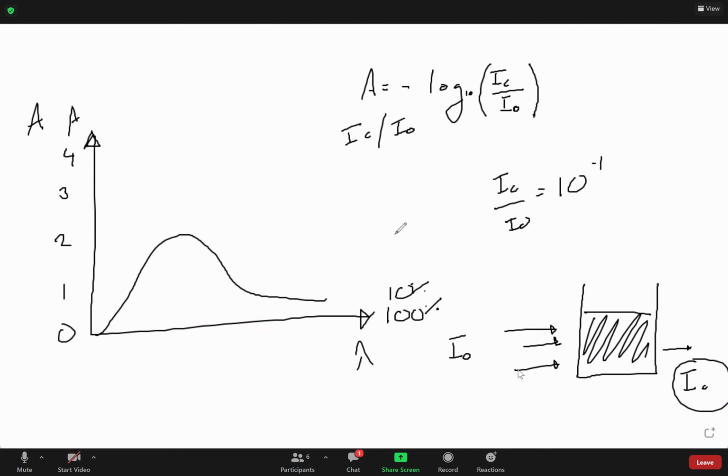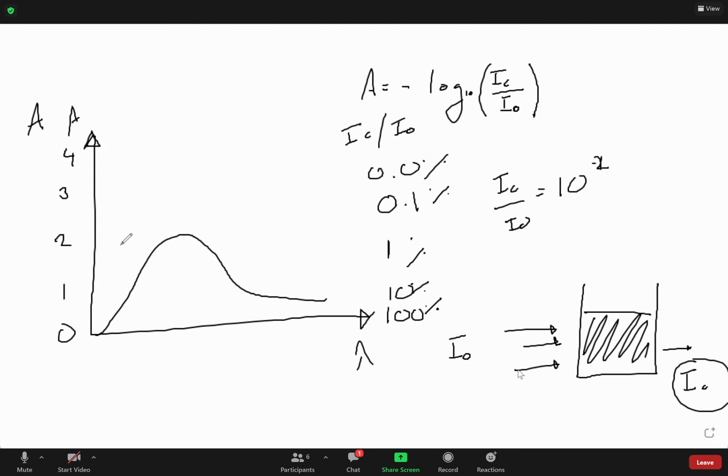What about 2? So this time we have 10 to the minus 2. So 0.01. Yeah, or 1%. And then 3. 0.001. So 0.1%. And then 4 is then 0.01%.